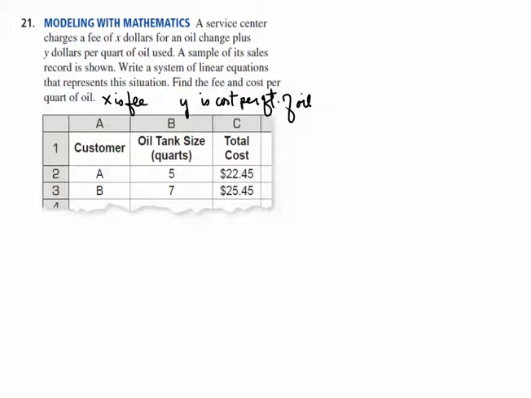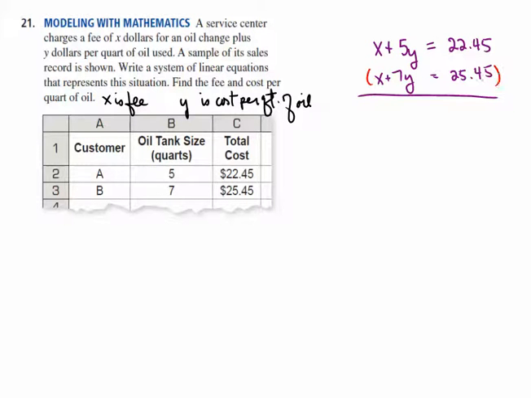We know that each customer is first going to be charged a fee. That's X dollars. Then they're going to be charged for every quart of oil that they use. So x plus 5 times y for the first customer is going to be $22.45. X plus 7y for the second customer is going to be $25.45.